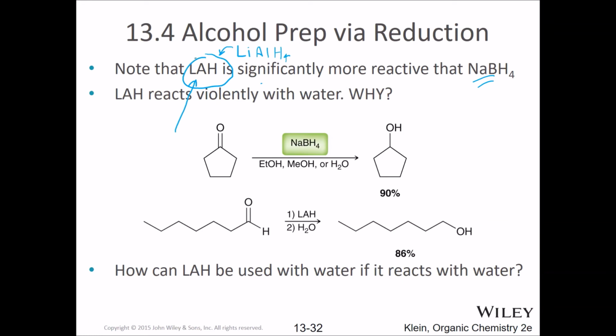So LAH is significantly more reactive than sodium borohydride. Thus, LAH reacts violently with water. Why would that be the case? Why would that react violently with water?